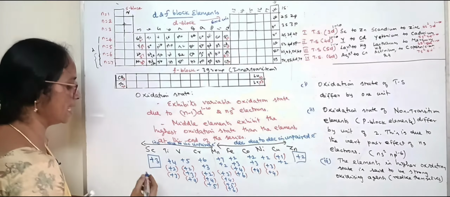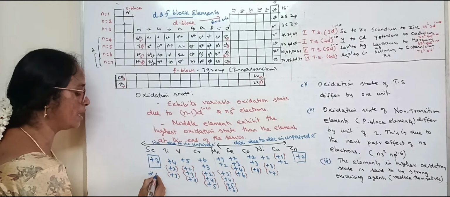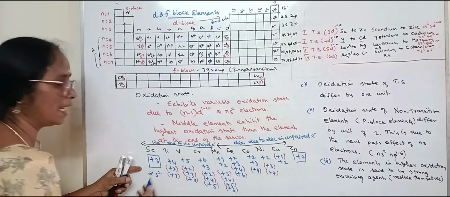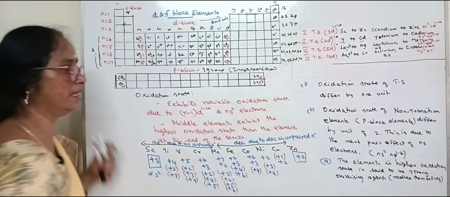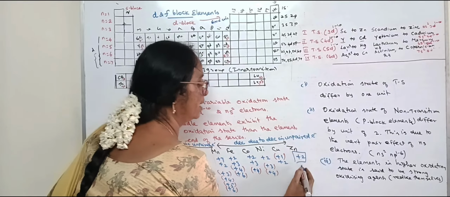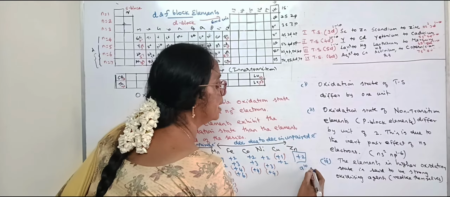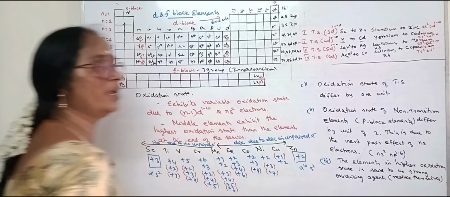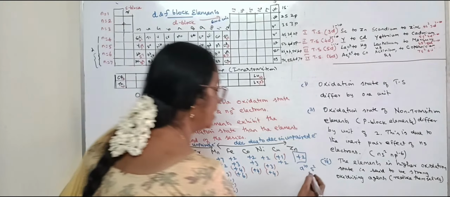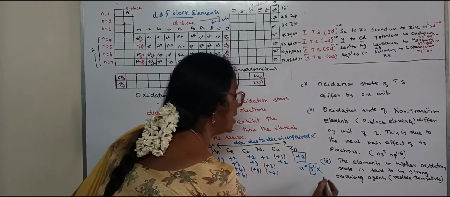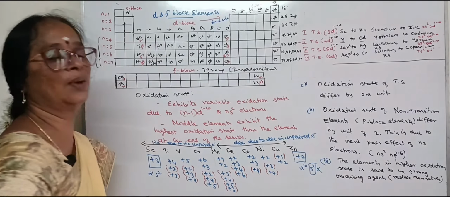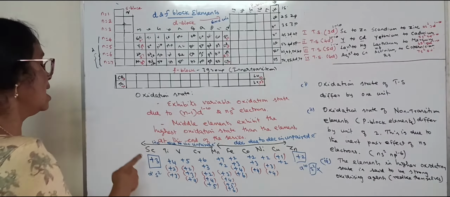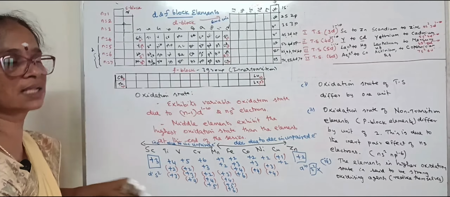Scandium has the electronic configuration d1s2, so all three electrons are removed, and we get the +3 state for scandium. But when we go to zinc, it has a completely filled d orbital and 2 electrons in its s orbital. Only these 2 electrons can be lost by zinc, and hence it can have only the +2 state for zinc, as well as the +3 state for scandium.